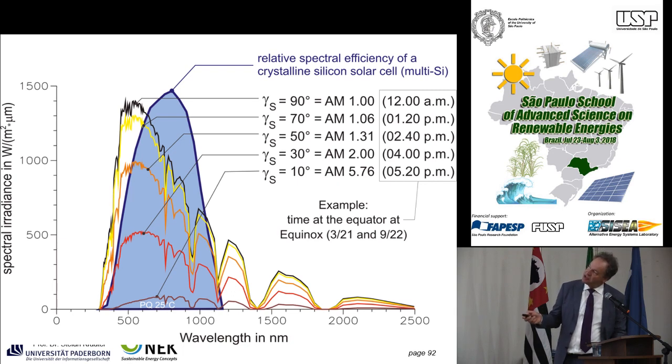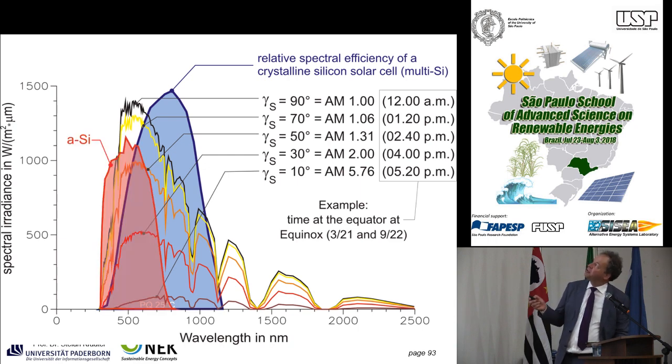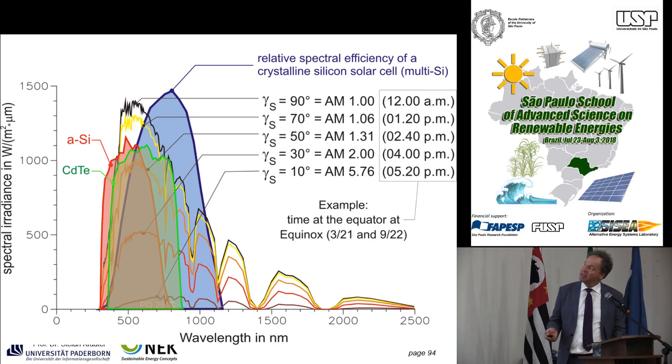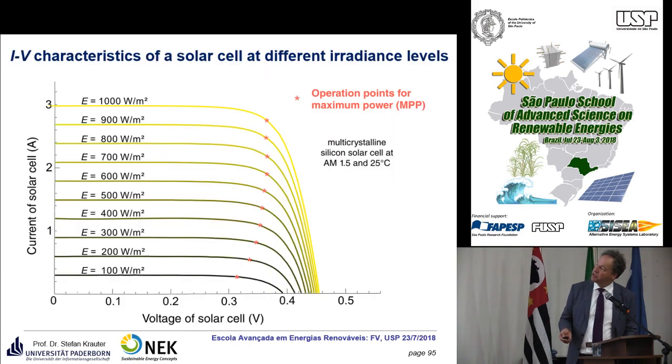So therefore you have this typical form with two limits, an upper limit and a lower limit, with lower efficiency at the lower wavelengths. This, for example, was for crystalline silicon. This is now for amorphous silicon, which is more sensitive, for example, in the blue part of the spectrum. This is, for example, for cadmium telluride, which is a little less sensitive. Therefore, it's always important to think about the spectrum, because it has an impact on the efficiency.